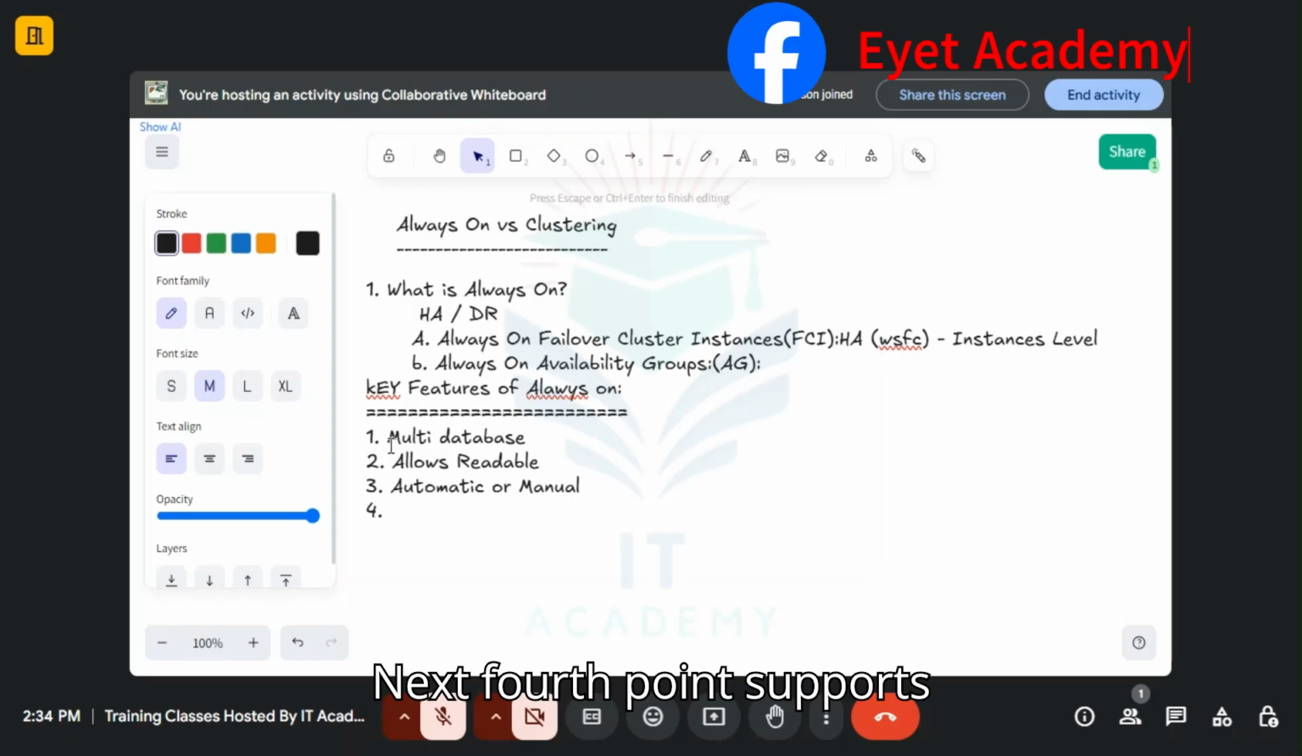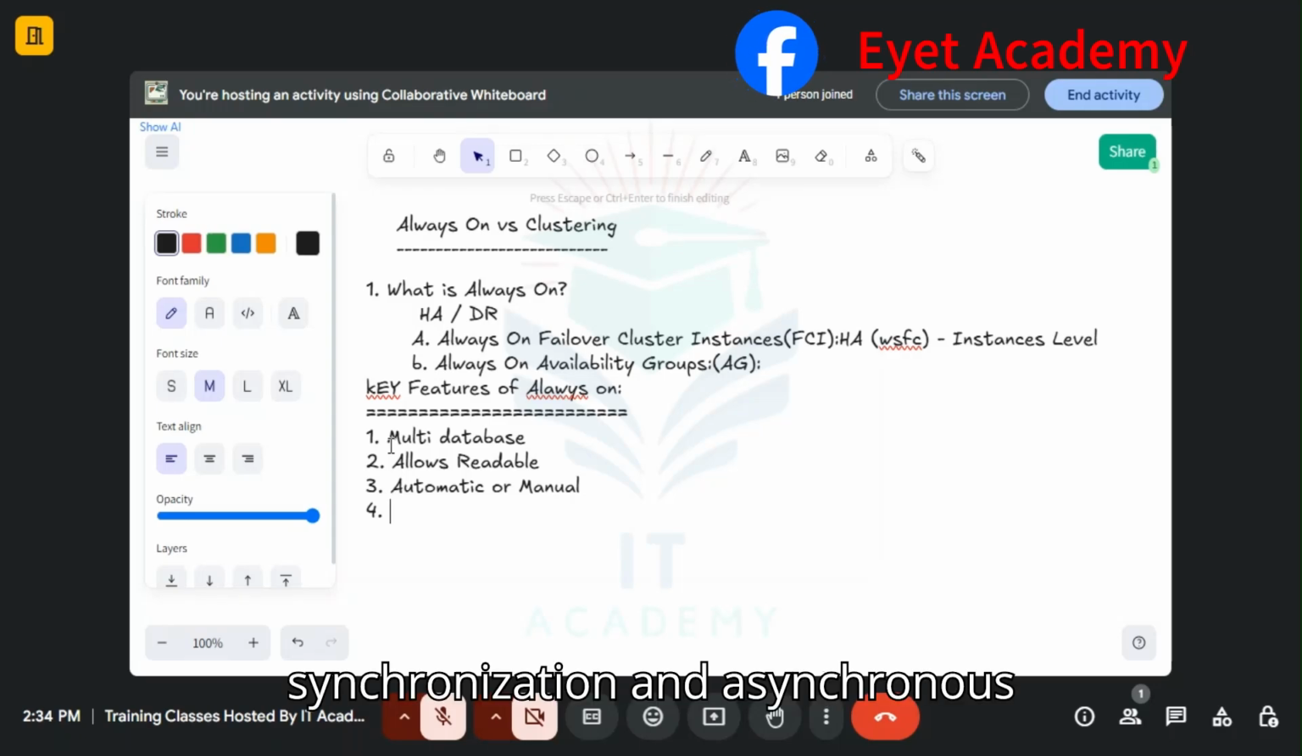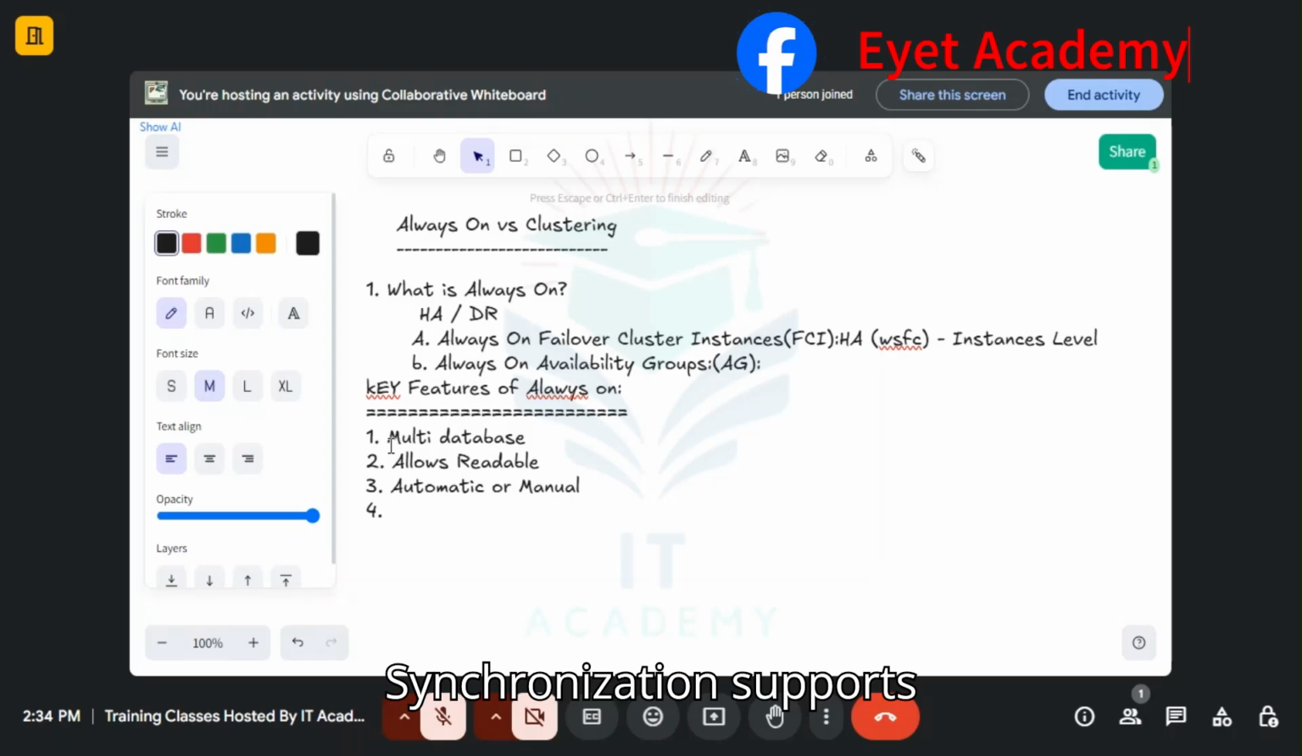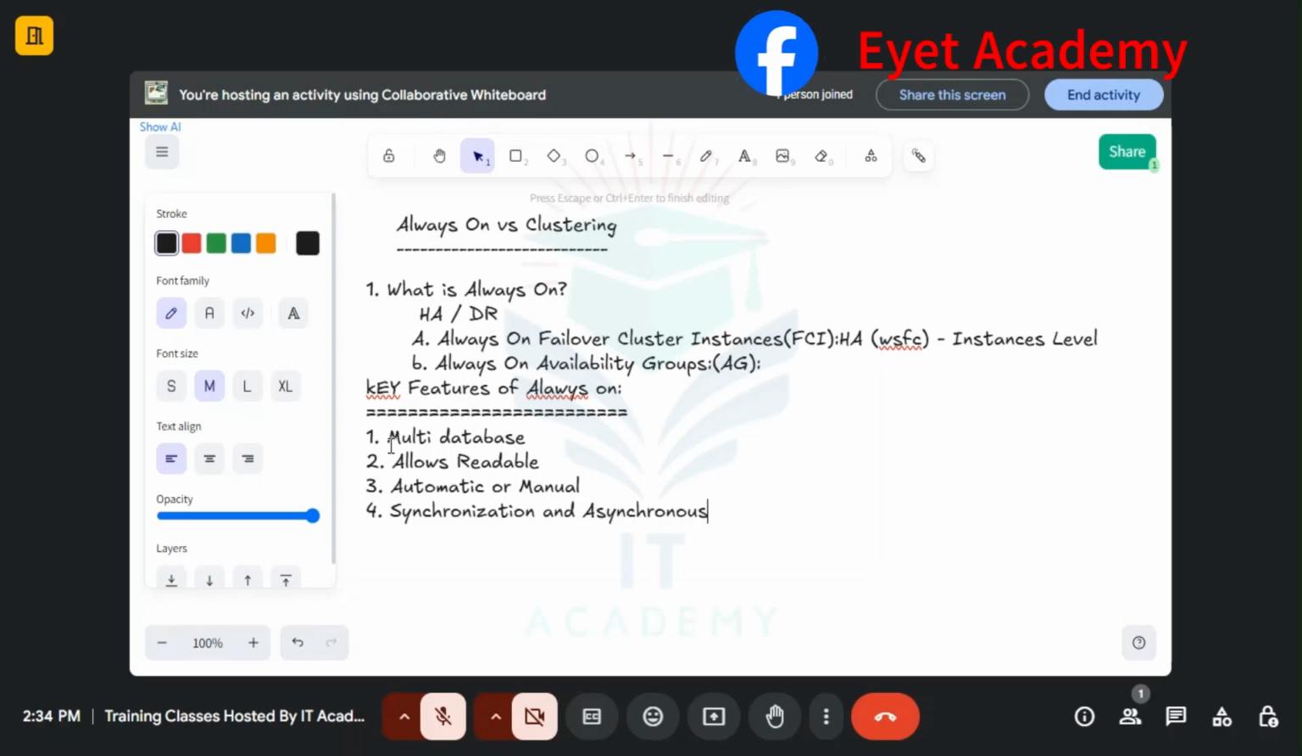Next, fourth point, it supports synchronous and asynchronous modes for replicas. It supports synchronous and asynchronous modes.